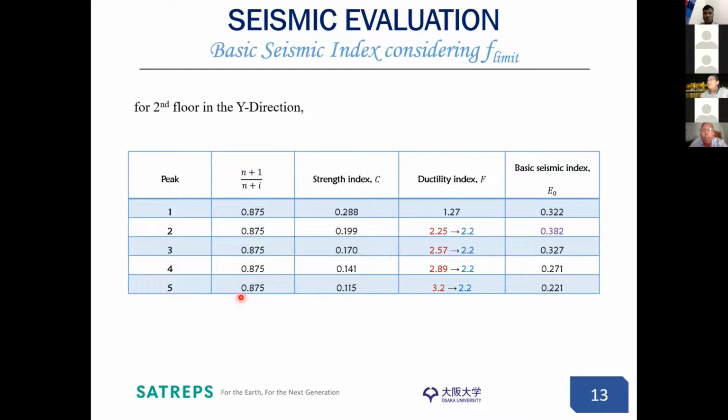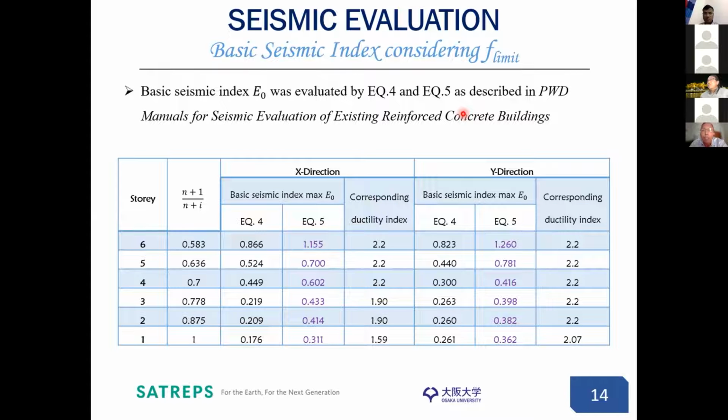Story modification factor stays the same, strength index stays the same, but for the deformation limit, we only allow the building to go up to the point where pull-out failure will initiate. That's 2.2. So anything over that is penalized and brought to 2.2, and that's how we can determine the performance point here. Again, it stayed the same at 0.2, and that was applied for all of them in both directions X and Y for all the floors.